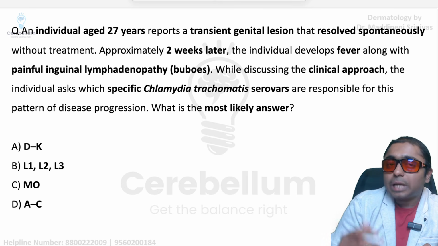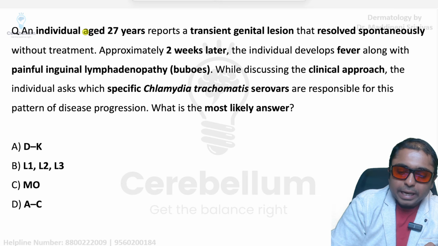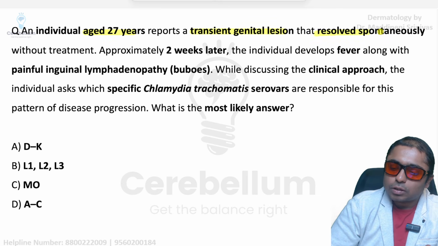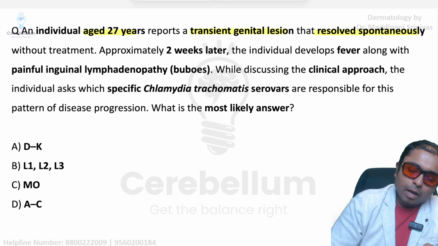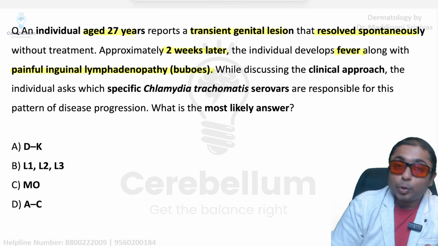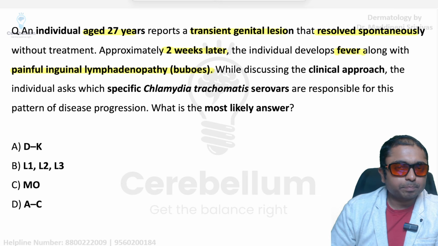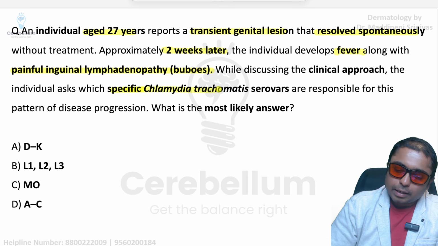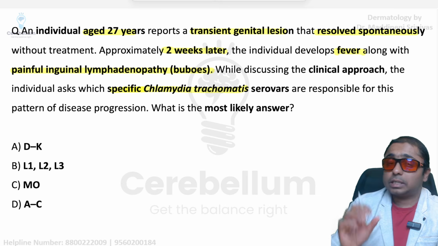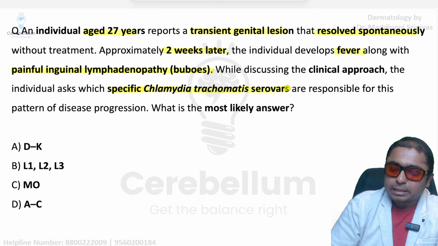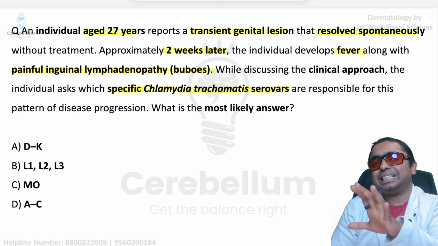So next, coming to another STD: an individual aged 27 years, there is a transient genital lesion which resolves spontaneously, and 2 weeks later there is fever and a painful bubo developing in the inguinal lymph node area, right? Chlamydia trachomatis is the causative organism, which is already given in the question. The examiner is asking what serovars are responsible for this infection.